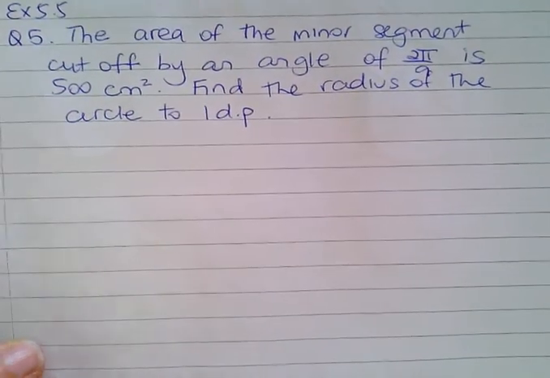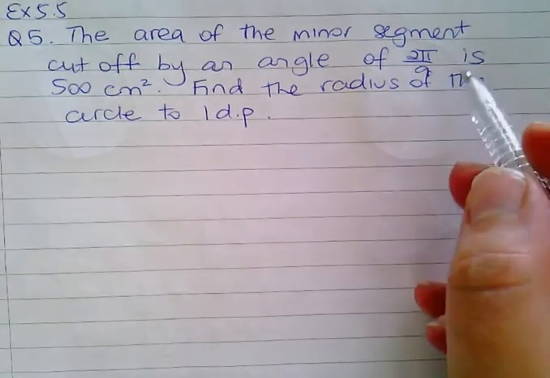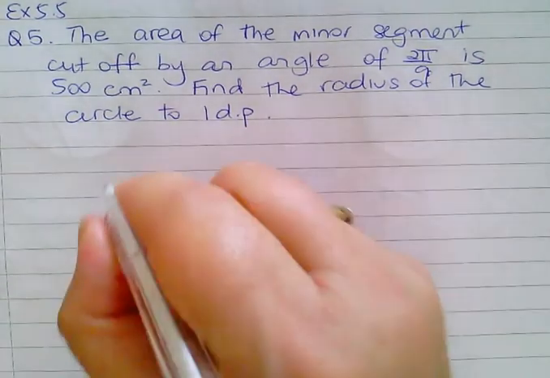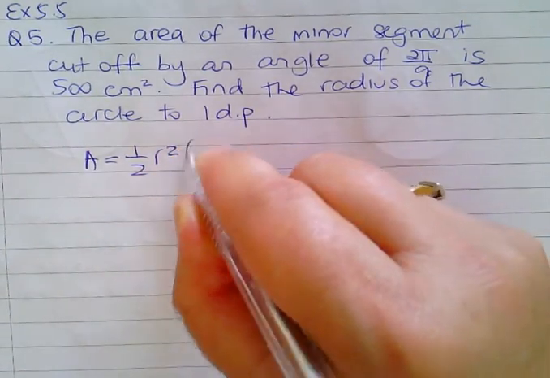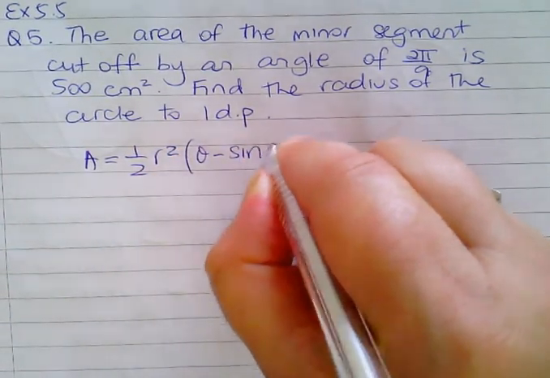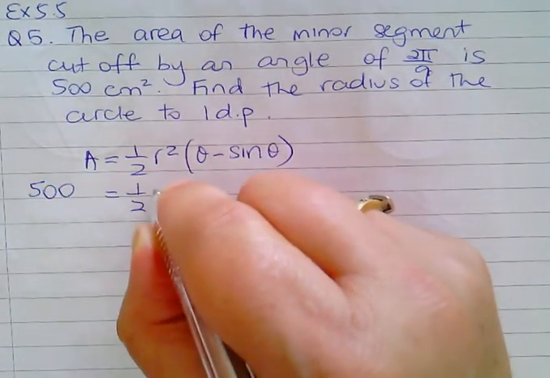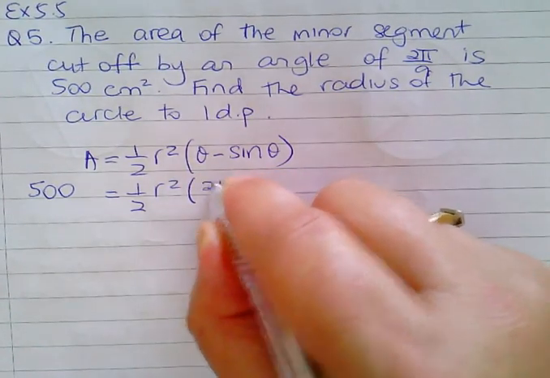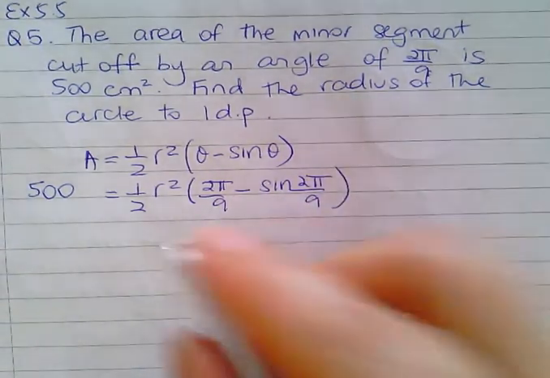Okay, another example, exercise 5.5, question 5. The area of the minor segment cut off by an angle of 2 pi on 9 is 500 centimeters squared. Find the radius of the circle to 1 decimal place. So we know that area of minor segment is half r squared, bracket theta minus sine theta. So the area is 500. It's a half times r squared. Theta is 2 pi on 9 minus sine of 2 pi on 9.